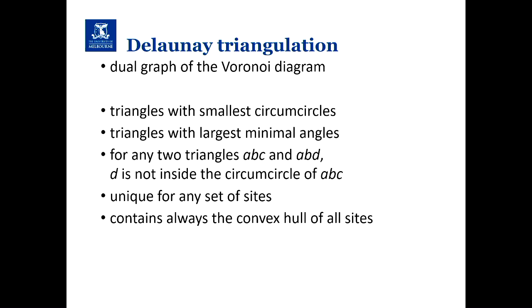And they are always a convex hull. Do you remember what a convex hull is? It's a closed triangle, convex hull. Good. So mathematically we can say that the Delaunay triangulation is a triangulation where each of the triangles has the smallest circumcircle and the largest minimal angles. By largest minimal angle, I mean the difference between the angles is minimal. Okay?